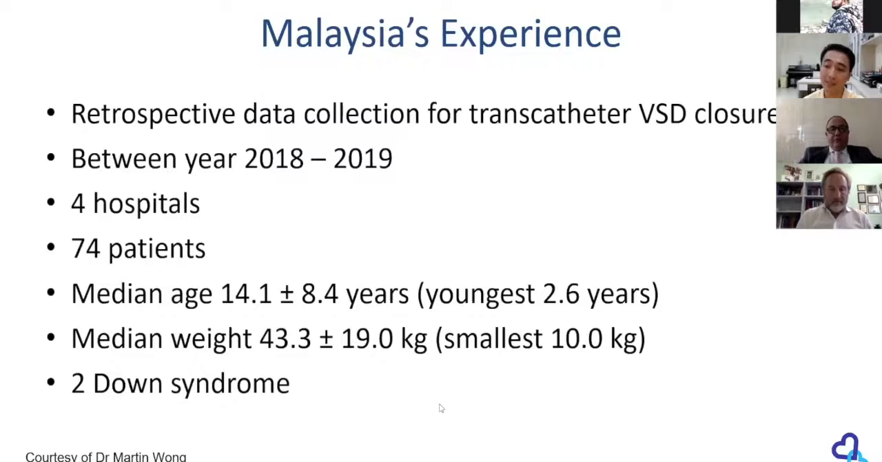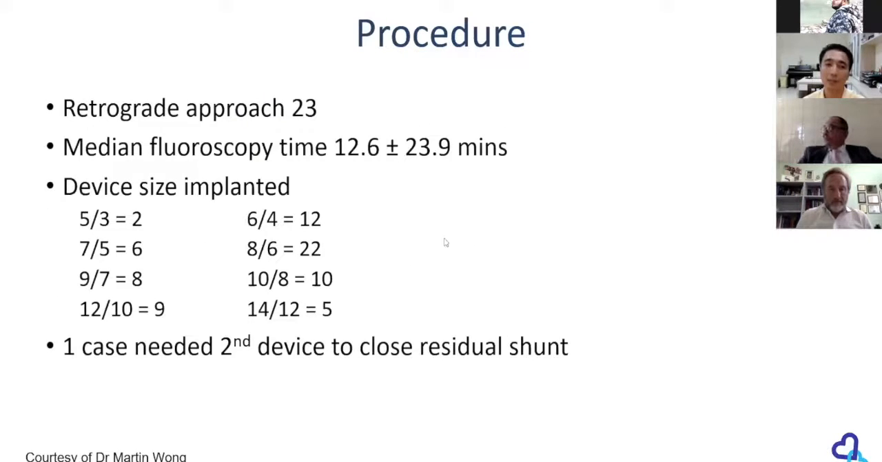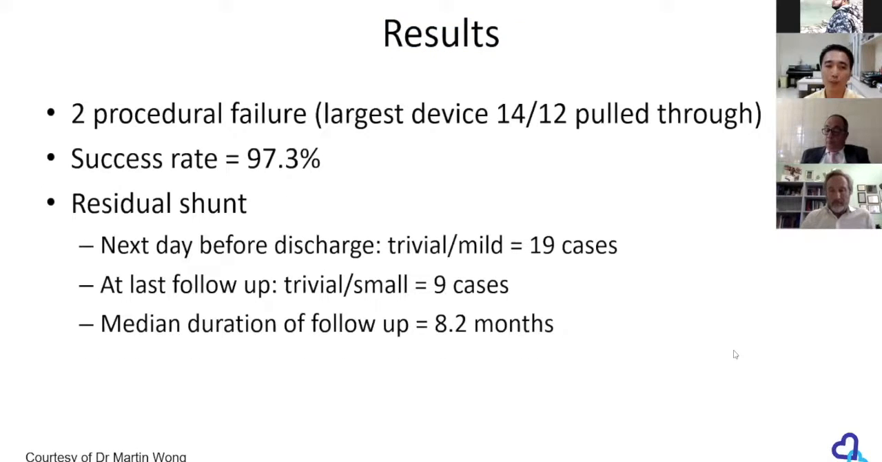Two patients had underlying Down syndrome, and the retrograde approach was used in 23. Median fluoroscopy time was 12.6 minutes, as we still do under full fluoroscopy. The device most often implanted is still the H6 device. We generally use the odd numbers less, maybe because we are so used to ADO devices in even numbers. One patient needed 2 devices. There were 2 procedural failures, probably because of the last VSD, so the success rate is 97.3.